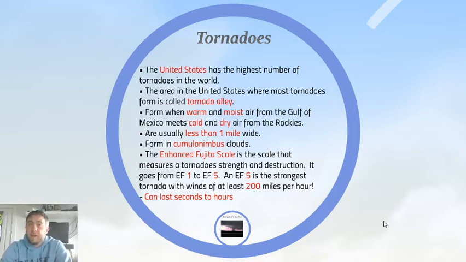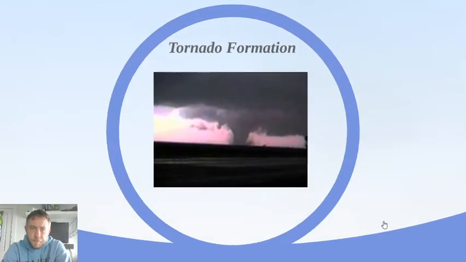They form in cumulonimbus clouds. And the enhanced Fujita scale, not fajita scale. That might be what I have for dinner, but Fujita scale. That measures the tornado strength and destruction. So it goes from, actually my Prezi here isn't quite correct. It goes from EF0 to EF5. EF0 is a very, very, very small tornado. EF5s are the strongest, cause the most damage. The wind's over 200 miles per hour. All right. But the nice part about tornadoes, if there is a nice part about tornadoes, they only last seconds to hours. Okay, they do not last very long, but they can cause severe destruction. Again, there's a little video you can check out a little bit later.